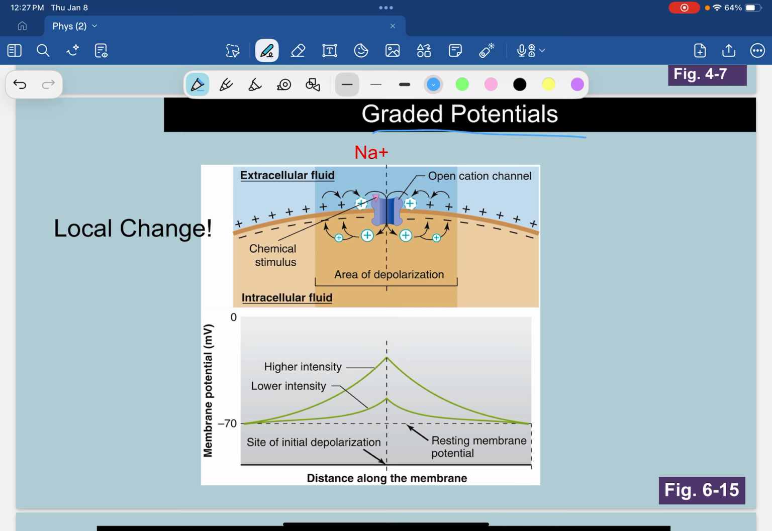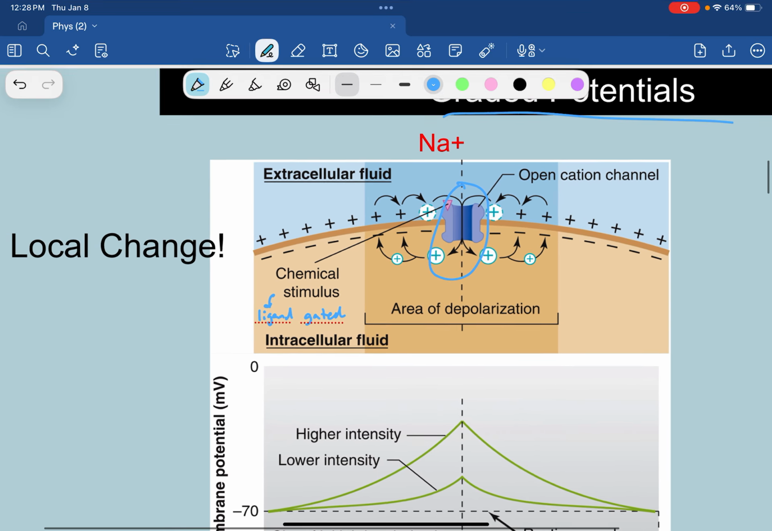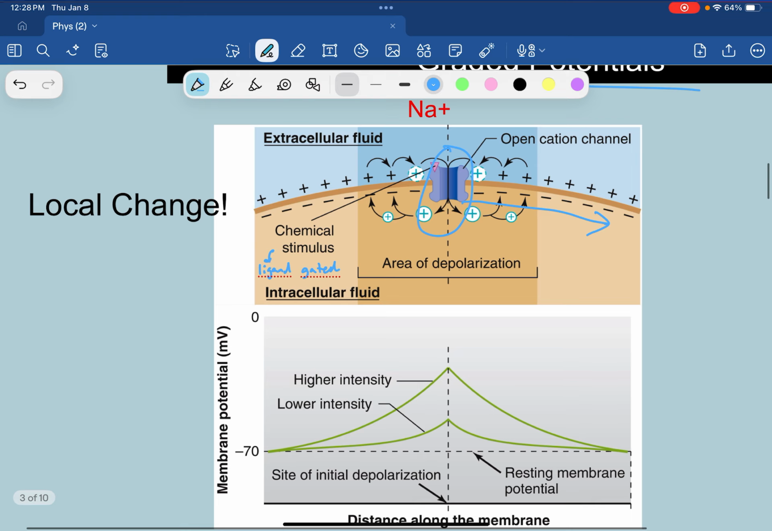So this is just when there's a stimulus. For example, with a ligand gated channel, we have our stimulus, and we know it's depolarized right here because this is where the channel is and where our charge is going to flow in. So it's going to depolarize the membrane. But as we move away from that site of depolarization, it's going to decrease. So we see that it slowly decreases until it restores back to its resting membrane potential.